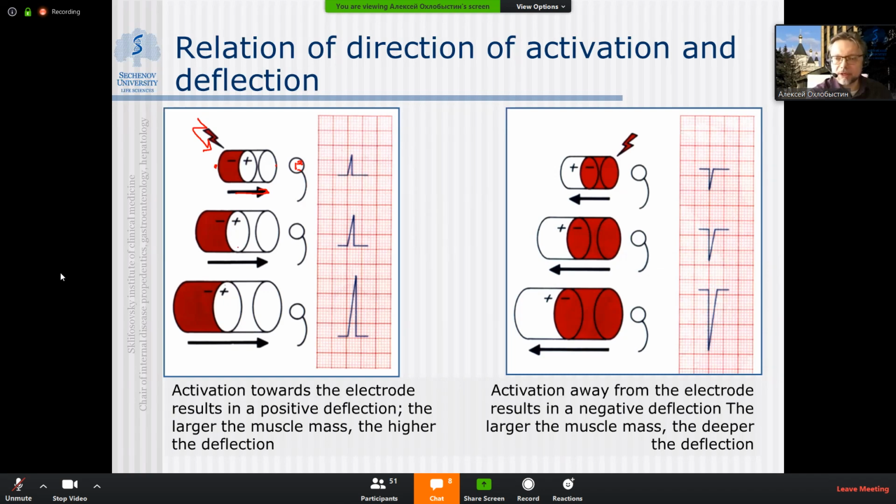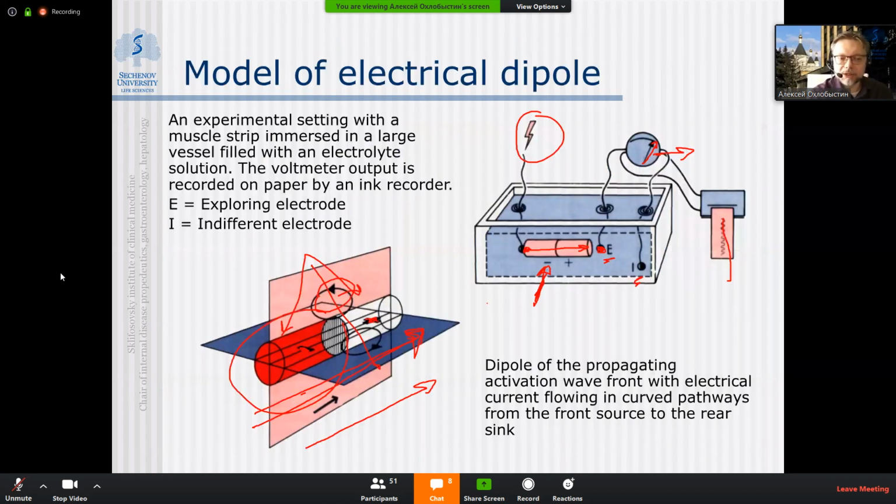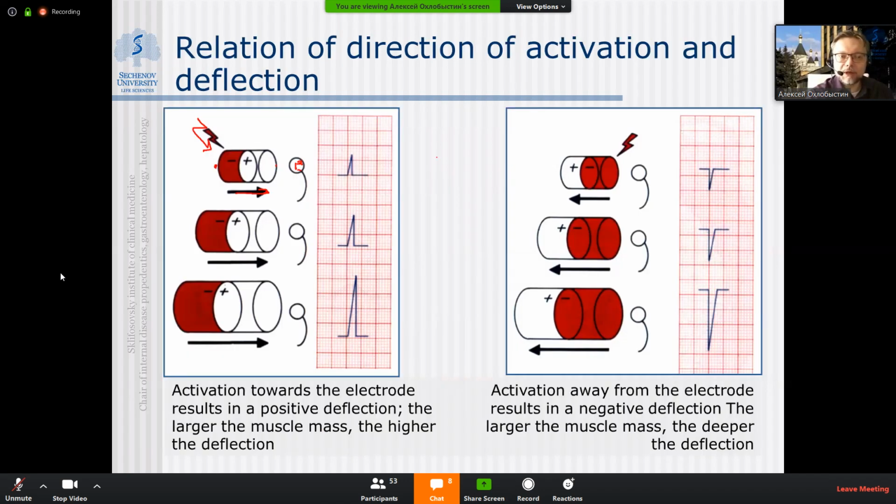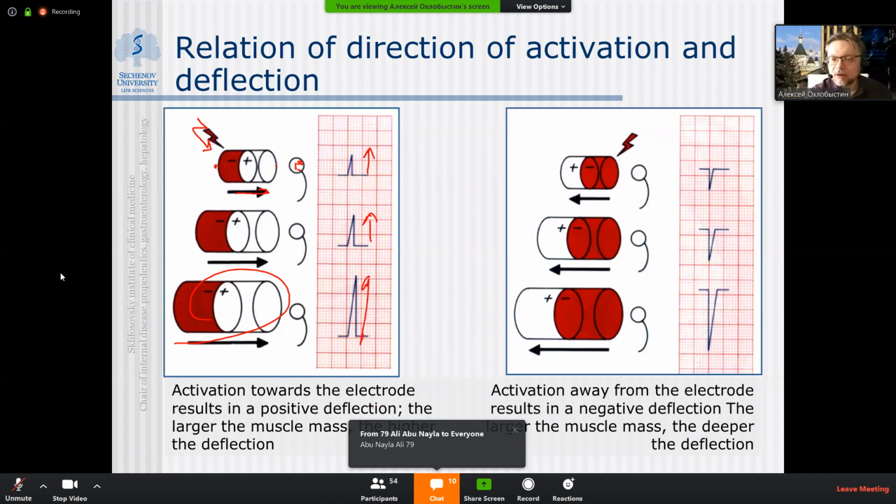During the same moment of time, more cardiomyocytes will be activated. A more intensive current will be generated by the thicker muscle. So if there is a larger muscle, a more intensive current will be generated, and therefore, instead of a small deflection, we'll get a larger deflection. Wonderful. Even thicker muscle, even larger deflection. So the amplitude represents the strength of the electrical driving force, the potency of the current. Good.